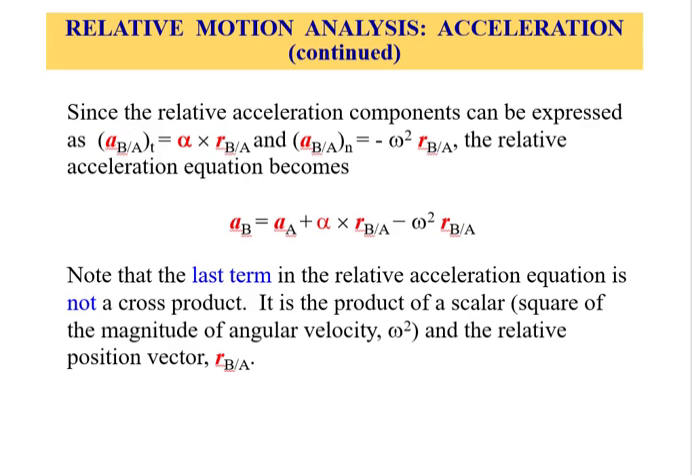So in summary, the acceleration of point B is equal to the absolute acceleration of point A, plus the tangential component alpha cross R B relative to A, minus omega squared R B relative to A. We need to make sure the first is a cross product, and the second is simple multiplication.